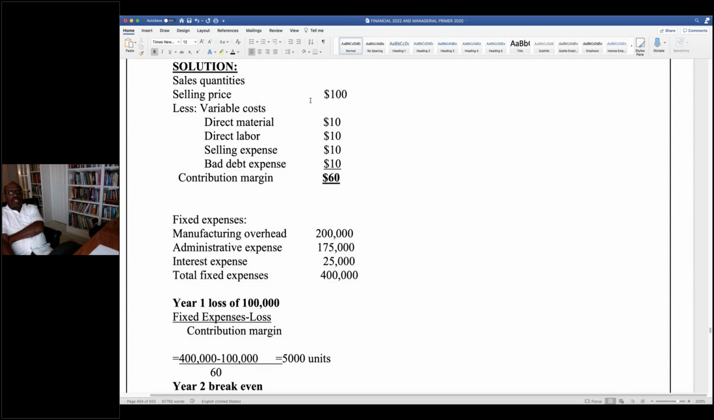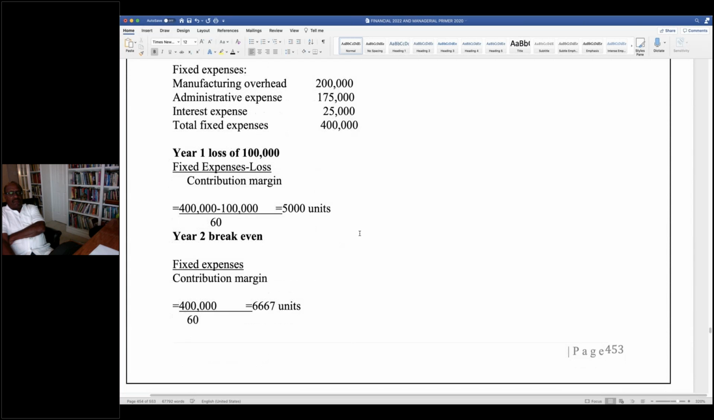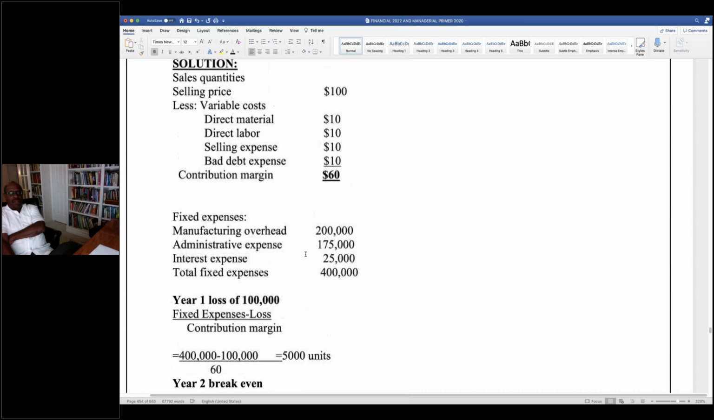So on your project, you'll have a selling price less variable cost: direct materials, direct labor, and you also will have selling expenses and bad debt expense. This is how your project is going to look and what we'll be working with next time. Then you'll have 3 fixed costs: manufacturing overhead, administrative expense, and interest expense. And you'll be making those calculations based on that.